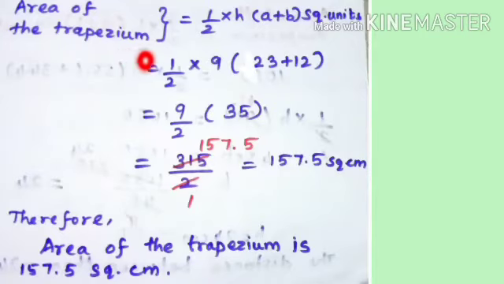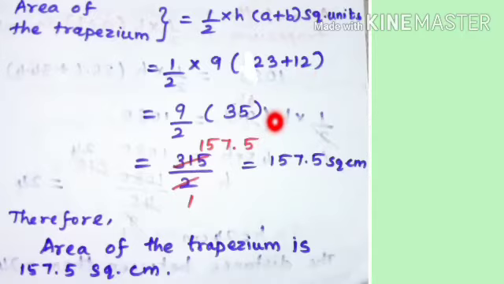Now, students, substitute all the known values in the formula. That is 1 by 2 h. What is the value of h? That is 9. And a, what is the value of a? 23. And here b is 12. So 1 by 2 into h is 9 into (a is 23 plus b is 12).